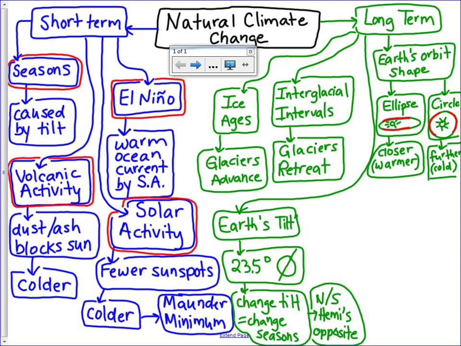Okay, we've got one more thing to squish into this bottom corner here. Oh, my lines are going to have to cross. One more long-term climate change, and we'll just put it right down here. This one we will call Earth's Wobble.